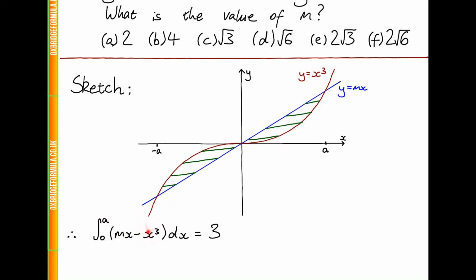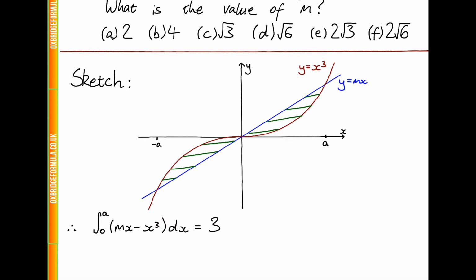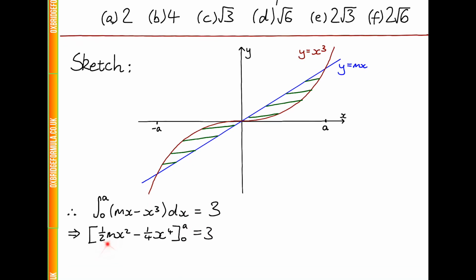So now that we have this, can we integrate it? Well, yes, because it's a polynomial, so we just add 1 to the power and divide through by that resulting power to integrate each term. So we're left with a half mx squared minus a quarter x to the 4, and we're evaluating at a and 0. So if we plug in 0, we'll just get 0, and if we plug in a, we get half ma squared minus a quarter a to the 4, and we know this whole thing is equal to 3.